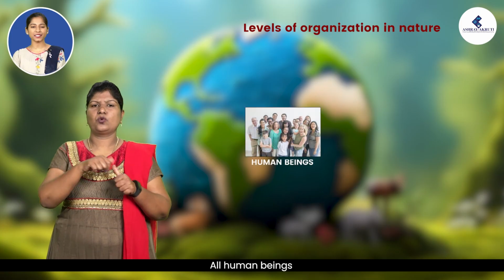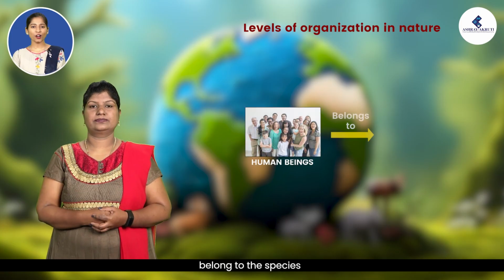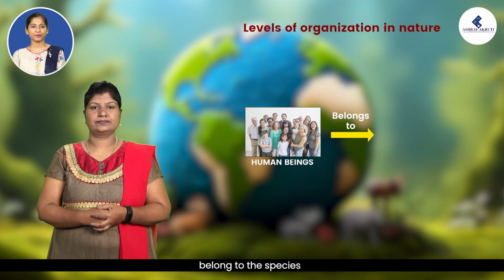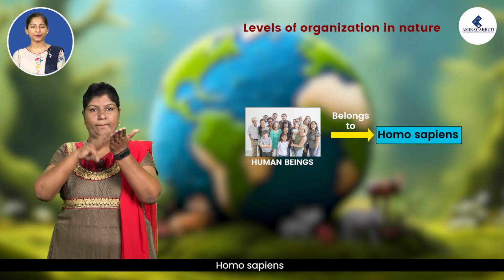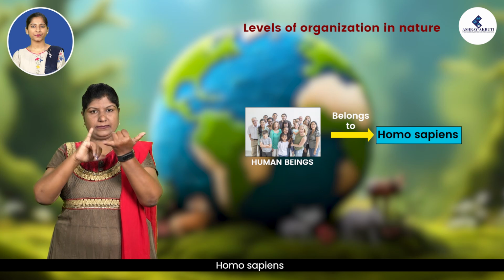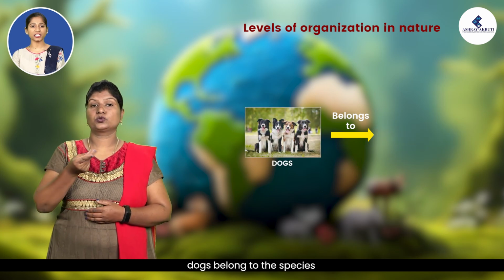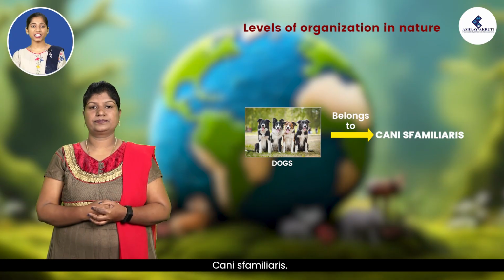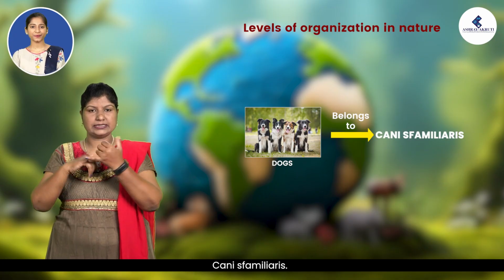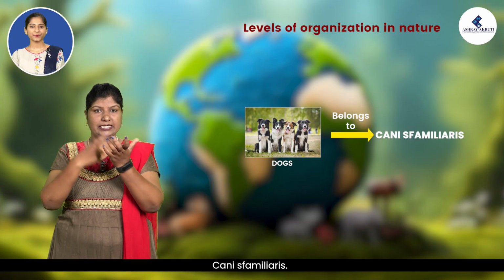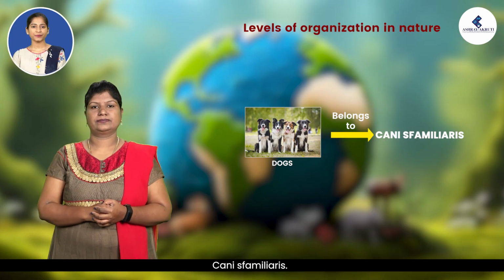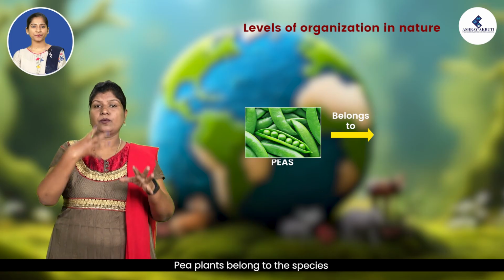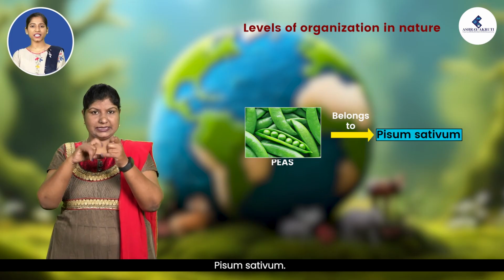All human beings belong to the species Homo sapiens. Dogs belong to the species Canis familiaris. Pea plants belong to the species Pisum sativum.